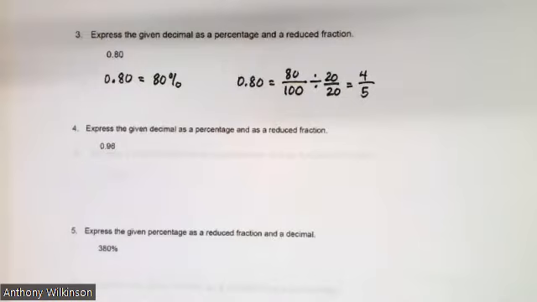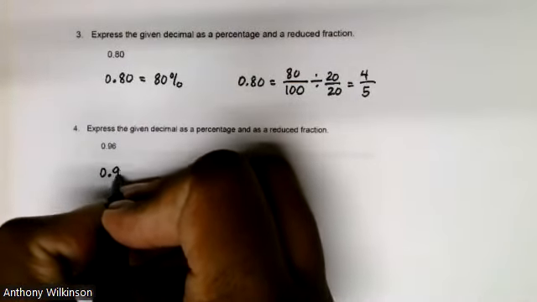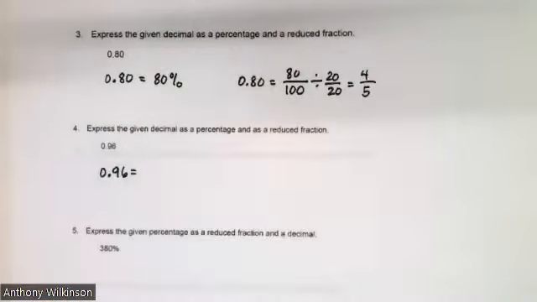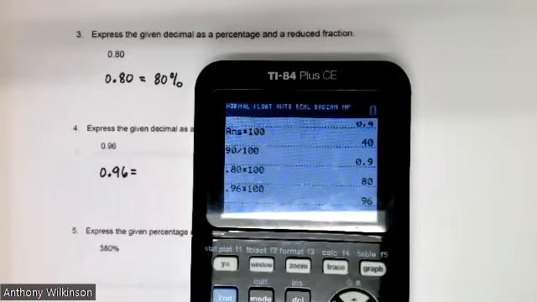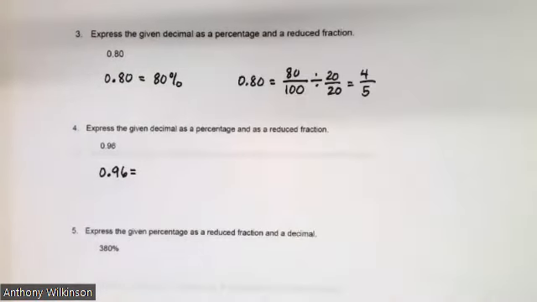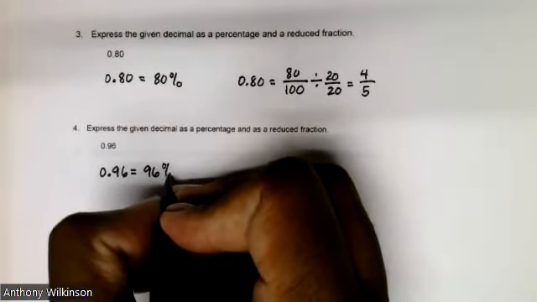All right, so here we got 0.96. We want to express that as a percentage and as a reduced fraction as well. Okay, as a percent, we take 0.96 times 100. That gives us 96. So it'll be 96% for the decimal of 0.96.